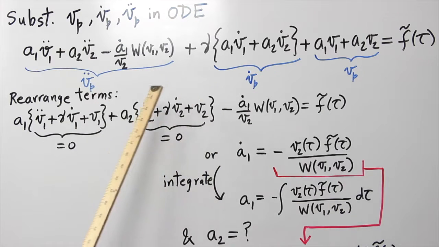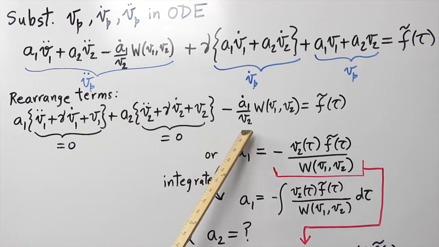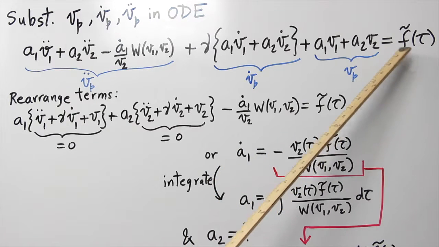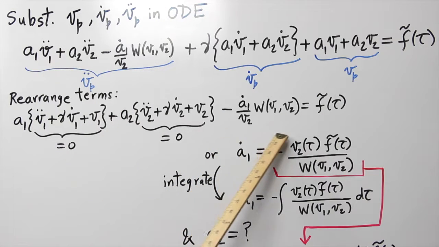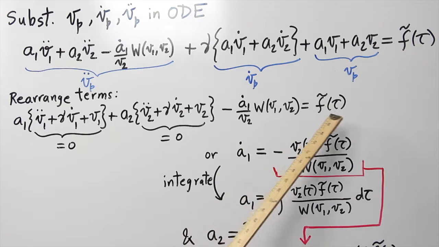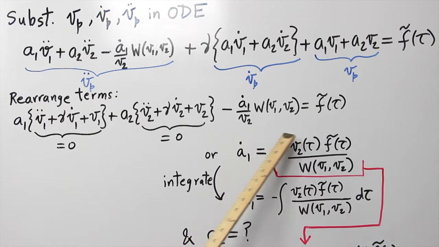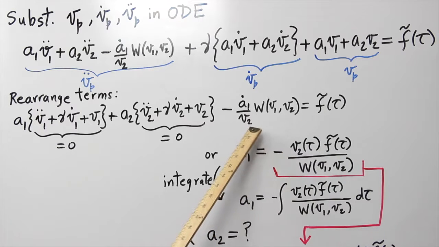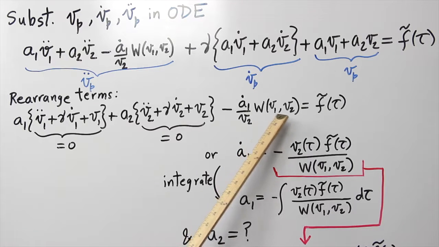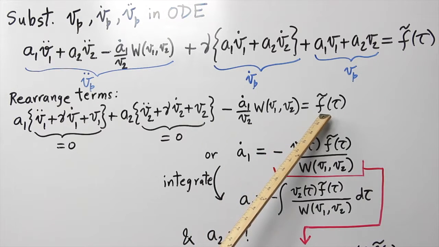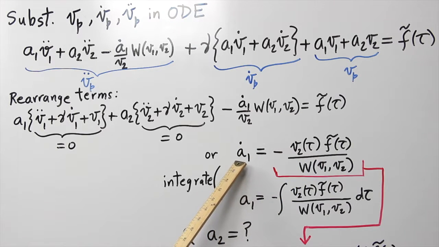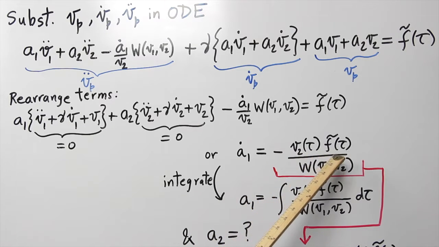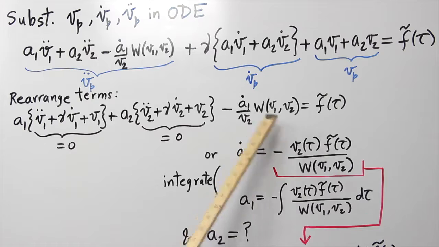So what remains in this equation is this part here on the left hand side. So that is simply carried here, and then we have the right hand side shown over here. So this overall ODE collapses into this only surviving term on the left hand side equals the right hand side. And so if we then say what is known and what is unknown in this equation, a1 dot is the only unknown in here. The Wronskian associated with v1 and v2 we know, v2 we know, and the forcing is known. So we move all of that to the other side of the equation, writing the equation as a1 dot equals minus v2 of tau times f tilde of tau divided by this Wronskian here.